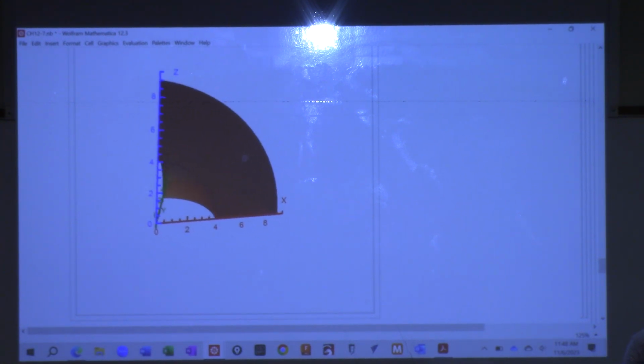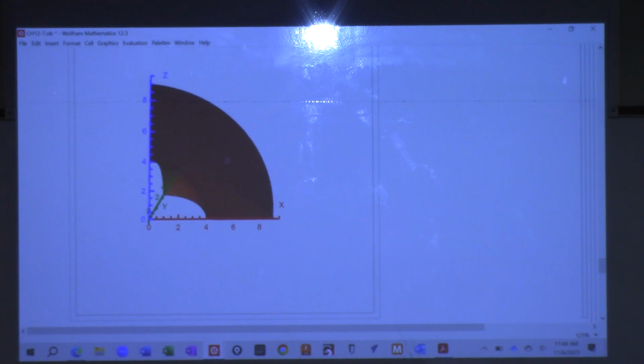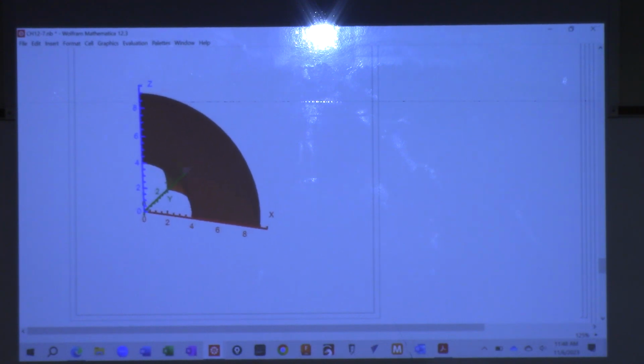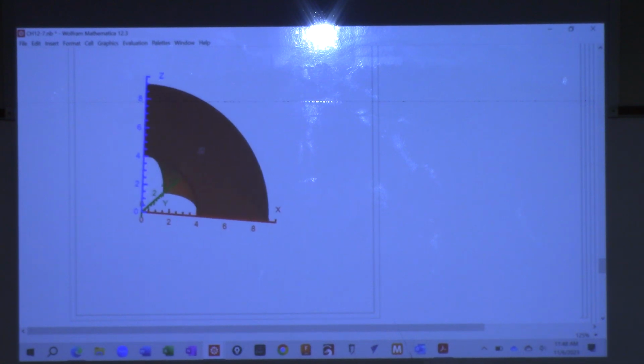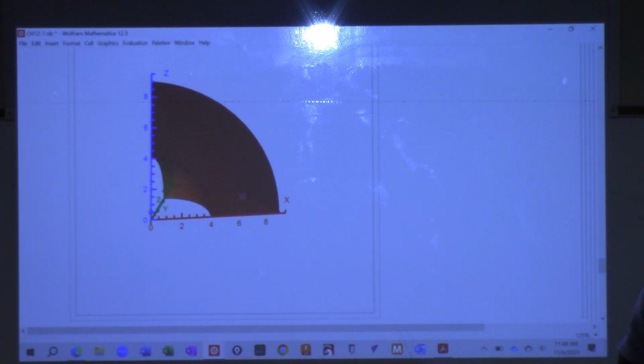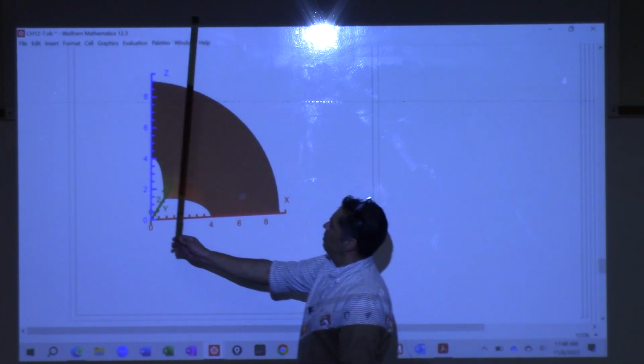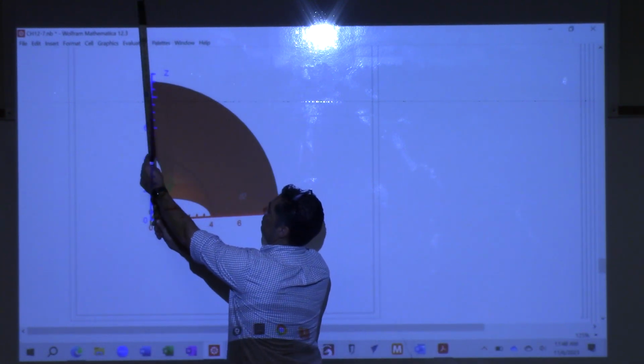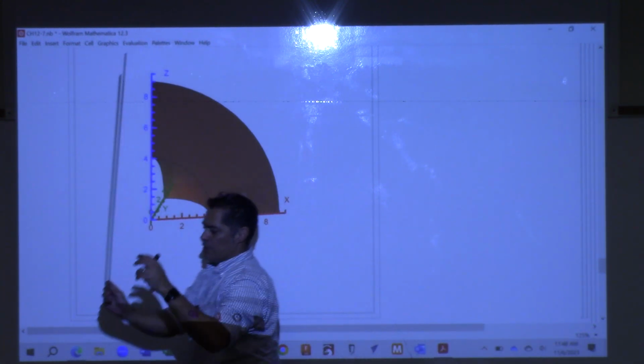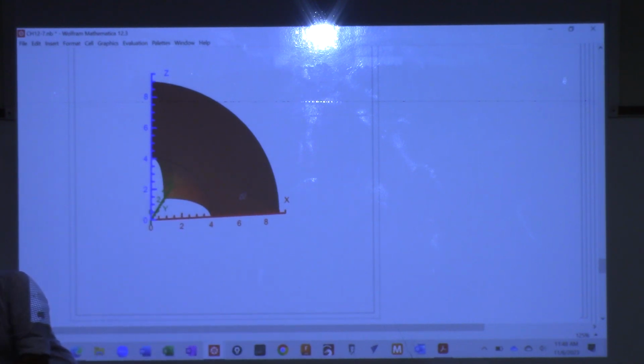There we go. There it is. First octant, sphere with a radius of 4, sphere of a radius 9. It's everything in between. Well, that is a perfect spherical coordinate rectangle, isn't it? What's your phi between? 0 and pi over 2.